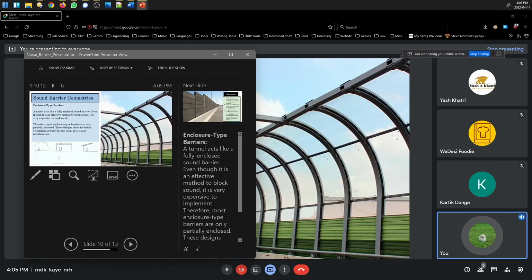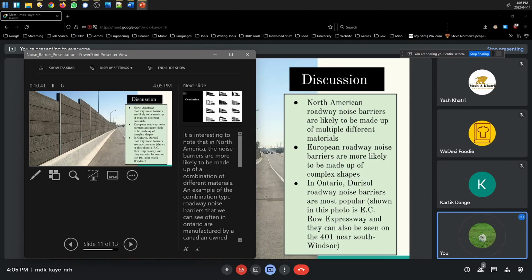Now we have enclosure type barriers. A tunnel acts like a fully enclosed sound barrier. Even though it's an effective method to block sound, it is expensive to implement and causes a buildup of sound. There are also ventilation issues to consider. The images at the bottom show different types of semi or fully enclosed barriers. We usually use a semi-enclosure because it's more effective.